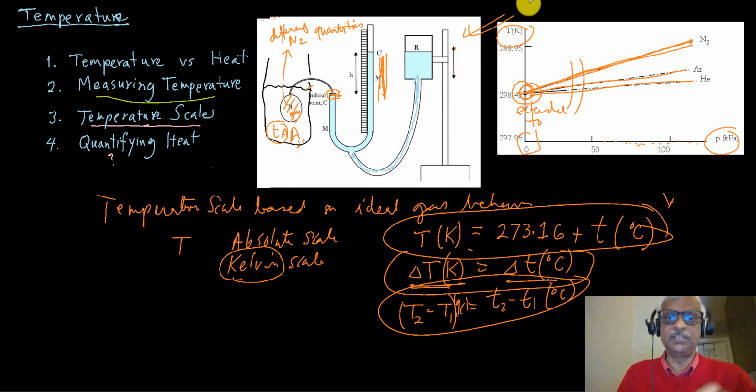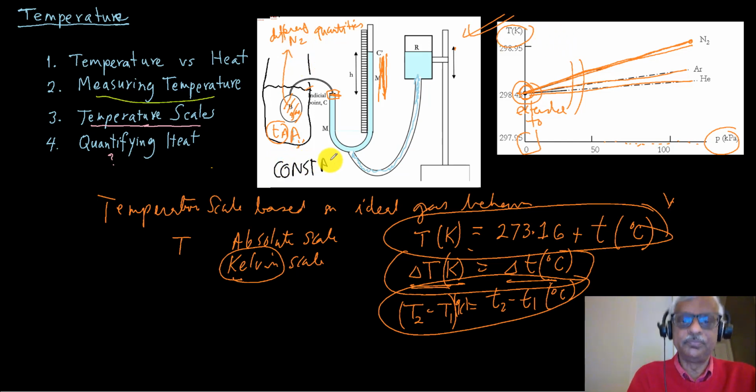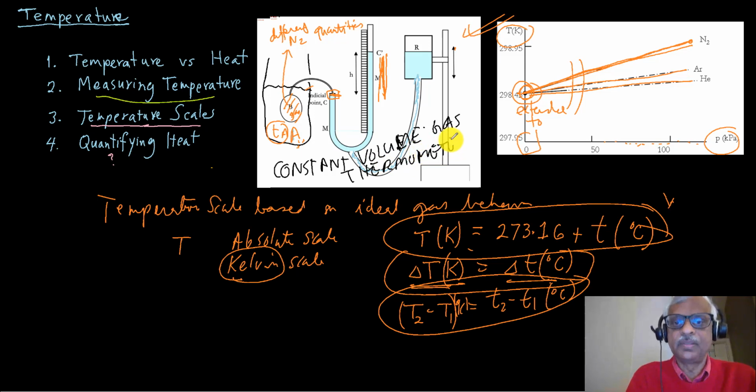This is very important. The constant volume gas thermometer is a very important system, because it is important in the development of the basic idea of temperature.